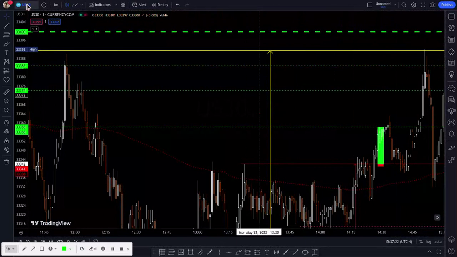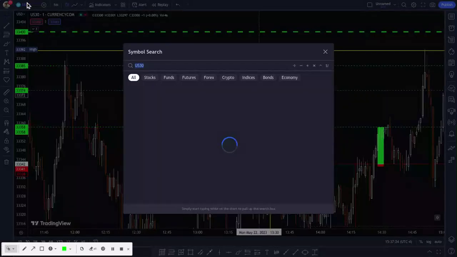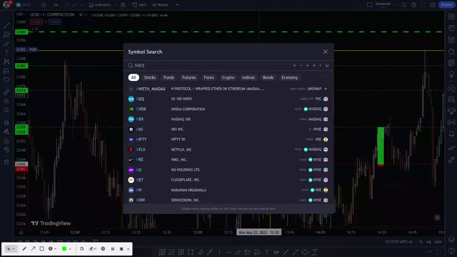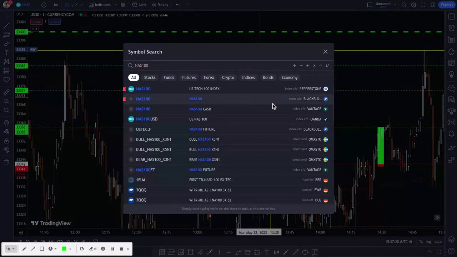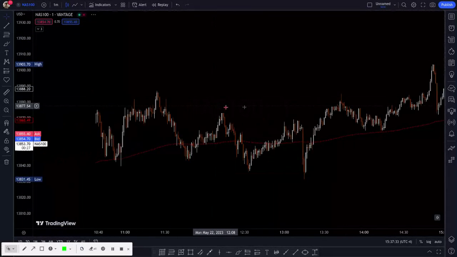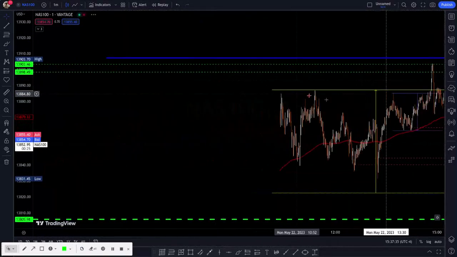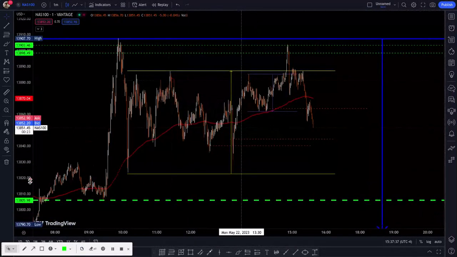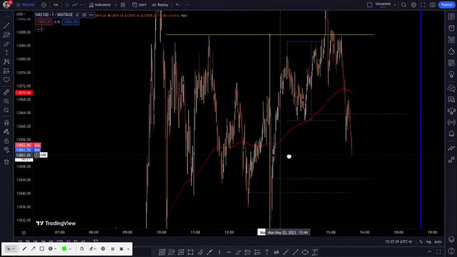Okay, and then let me try to show the last one, which is NAS 100. So I think tomorrow and the rest of this week, we should pull out all three and see what we can find, because some of them will break out before the other one.